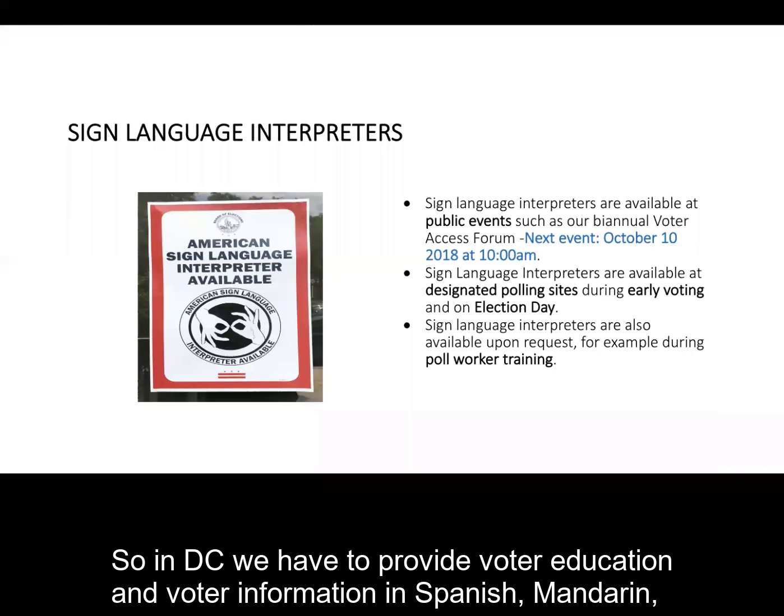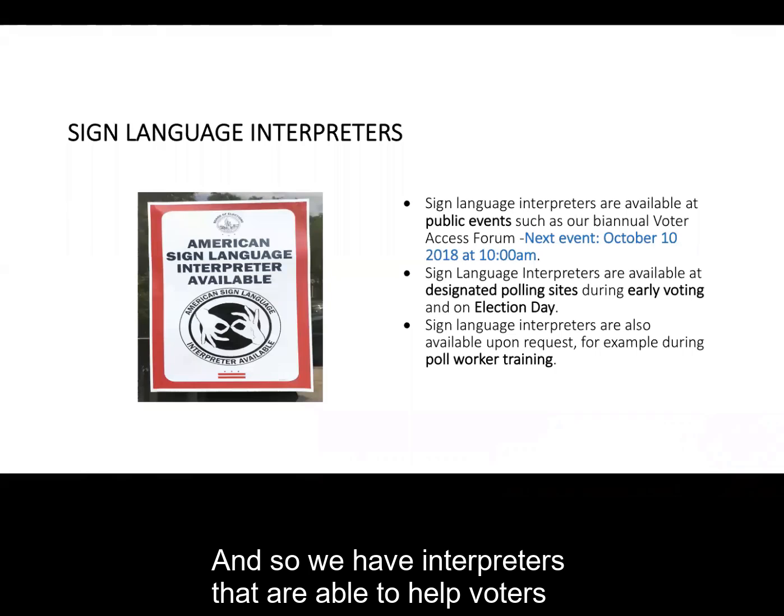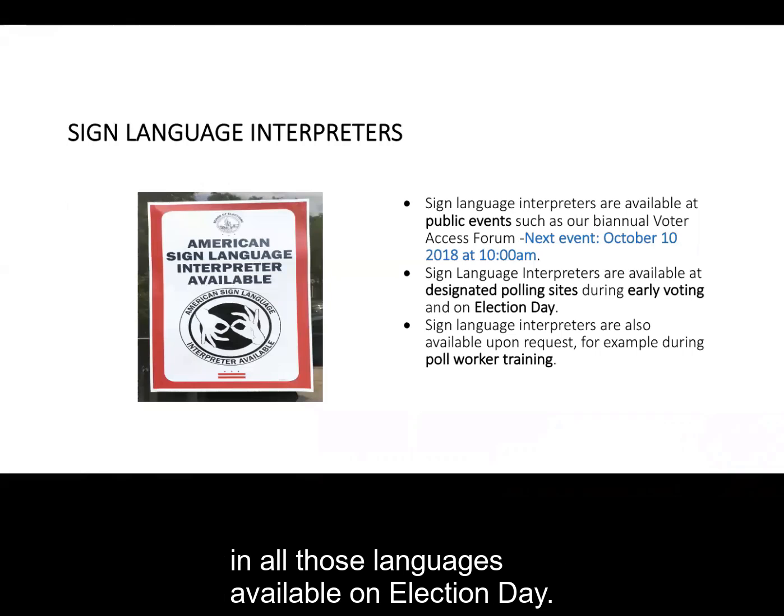So in DC, we have to provide voter education and voter information in Spanish, Mandarin, Amharic, Korean, French, English, and Vietnamese. I don't think I missed any. And so we have interpreters that are able to help voters in all those languages available on election day.